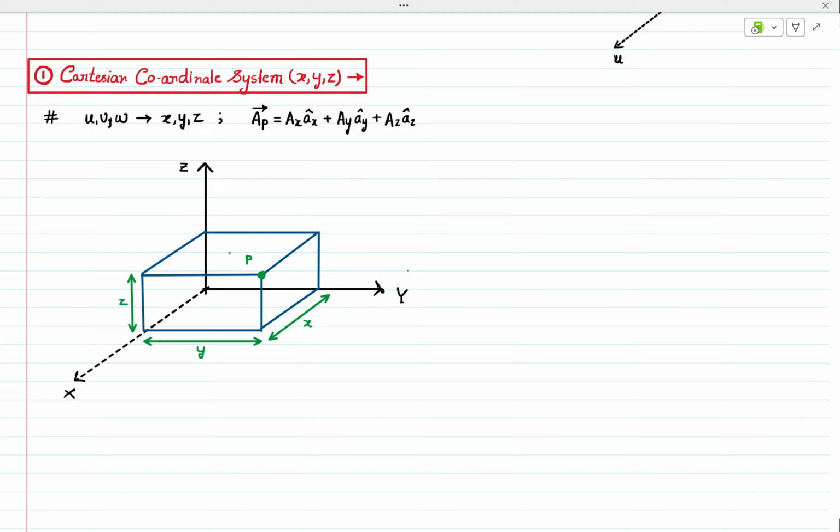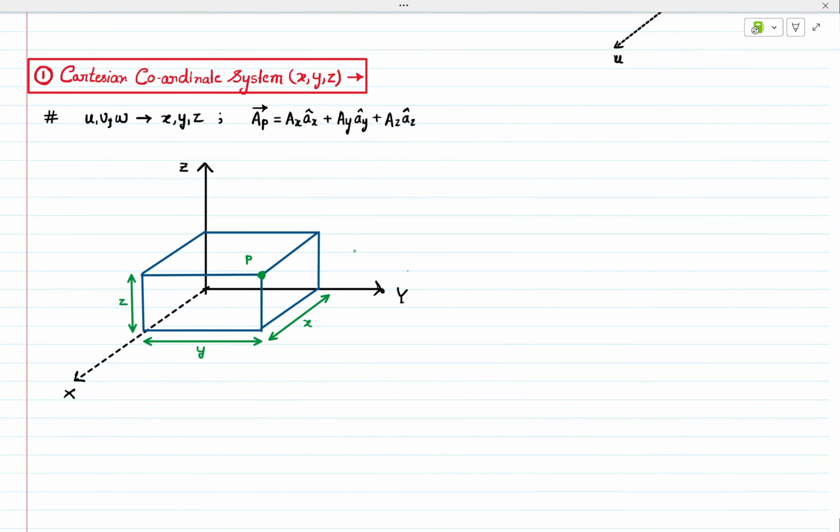What is the y value? The y value is nothing but the distance of that particular point from x, along the direction of y. That is this y. Now what is the z value? The z value is the distance towards the z direction above the xy plane. That is this z. And what is the x value? The x value is the distance of the point from the yz plane towards the x. So that is the x value over here.